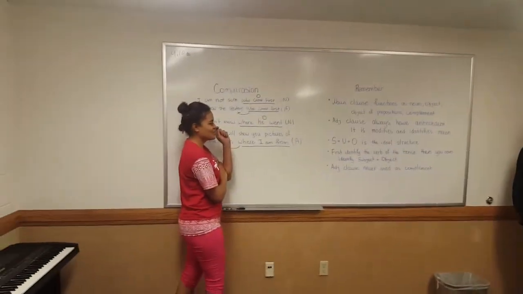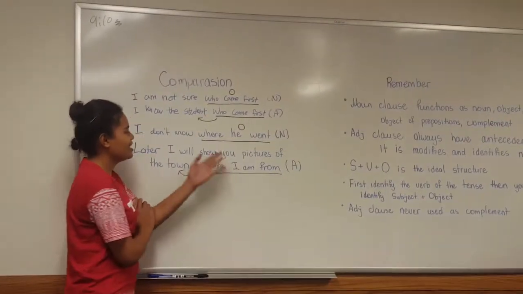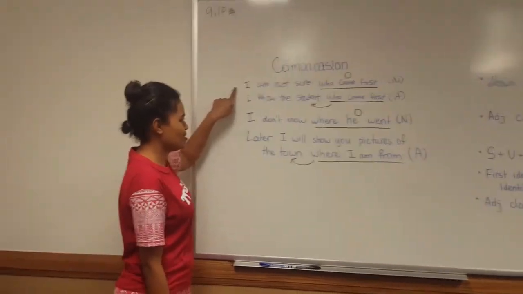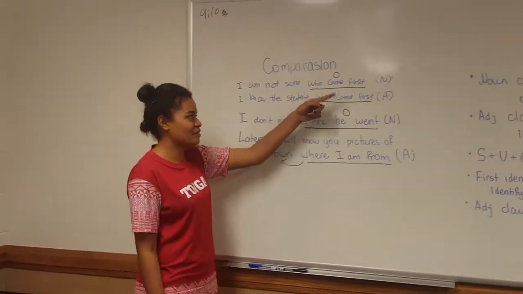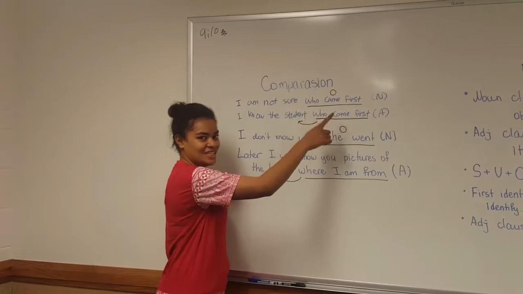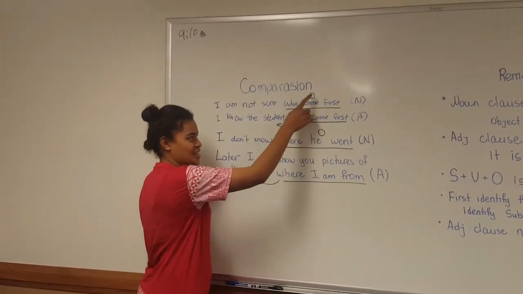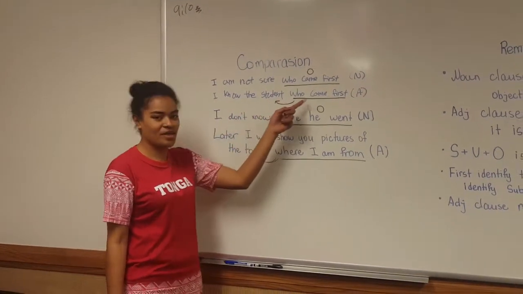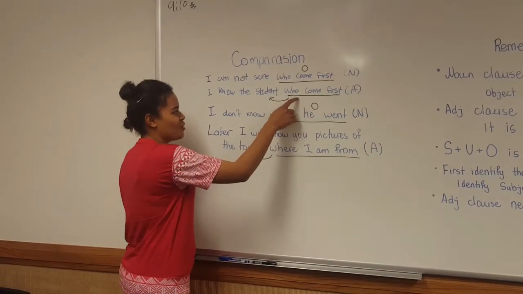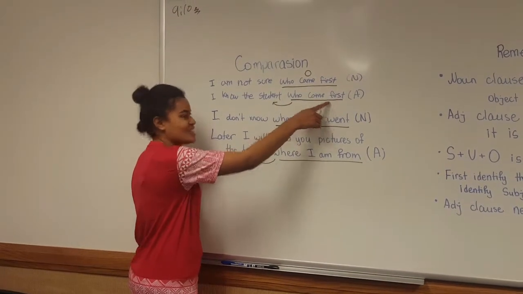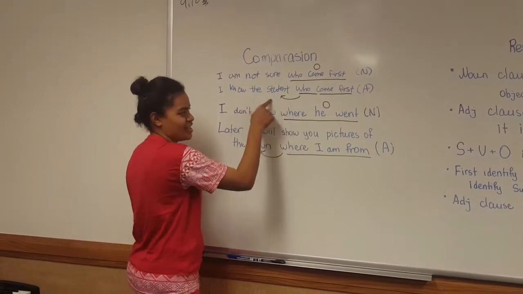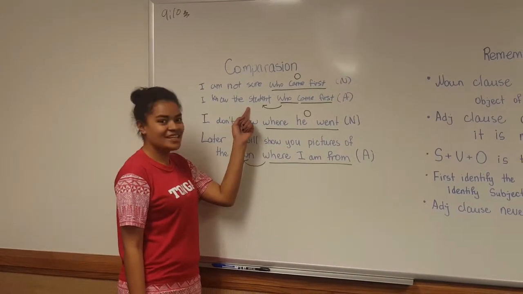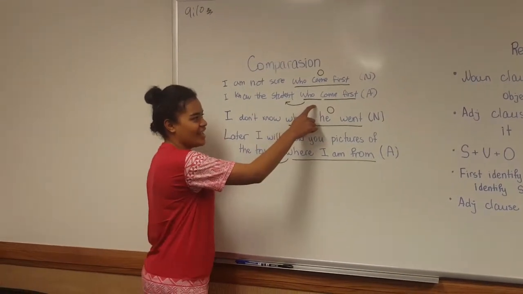As an example to elaborate on what he just explained, to compare noun clause from adjective clause, the first example is a noun clause. I am not sure who came first. Who came first is a dependent clause, functioning as an object. The second example is I know the student who came first. Who came first is an adjective clause, referring to the subject, the student. Like he says, antecedents come before the adjective clause.